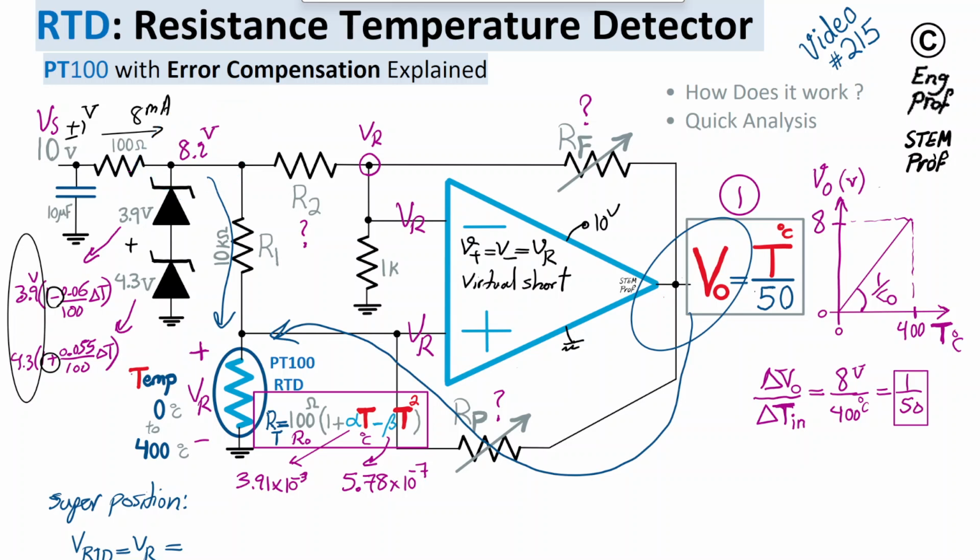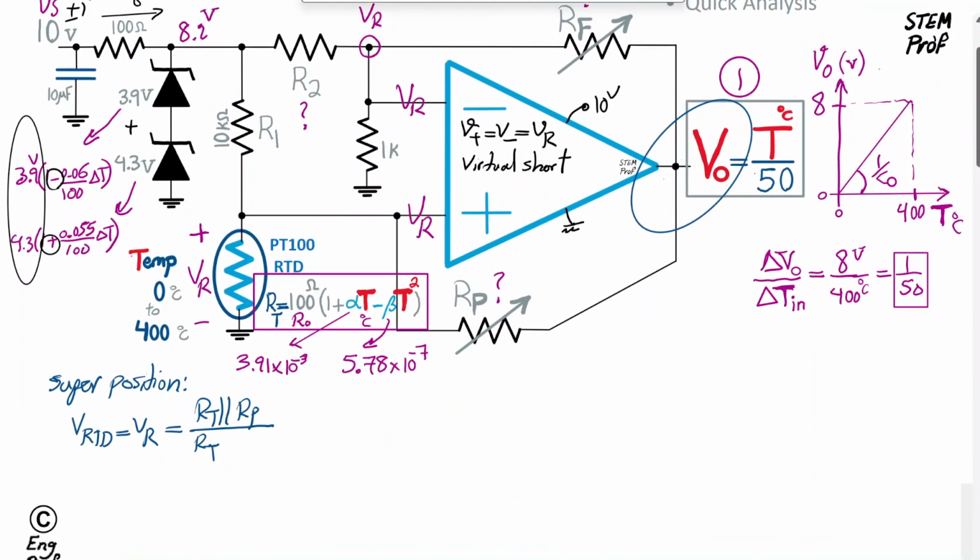In that case, we have RTD in parallel with RP, and as a result, the voltage division between R1 and that parallel. So we're going to have RT parallel with RP divided by RT parallel with RP plus R1, times 8.2 volt.